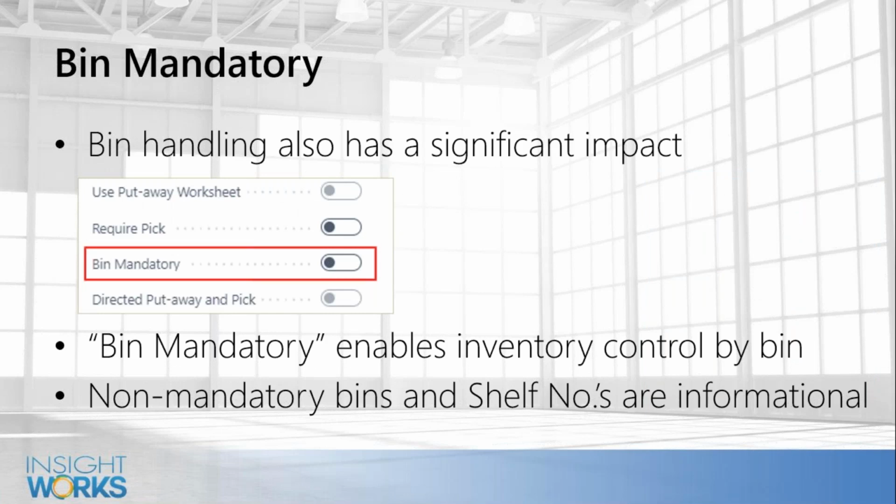The next thing you need to decide, well, probably the first thing you need to decide, is if you're going to use bins or not. So bins, if you're doing any sort of serious warehousing or semi-serious warehousing, bins are a very good idea to enable. So Business Central really has three different options for using bins or not. The main one here is this bin mandatory. Turning that on allows us to control inventory by bin.